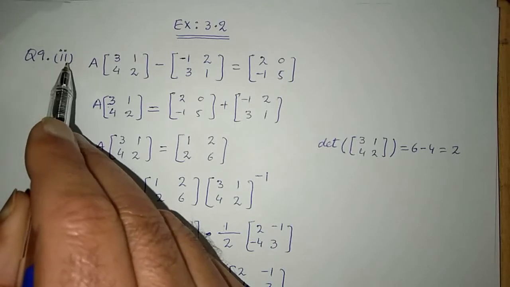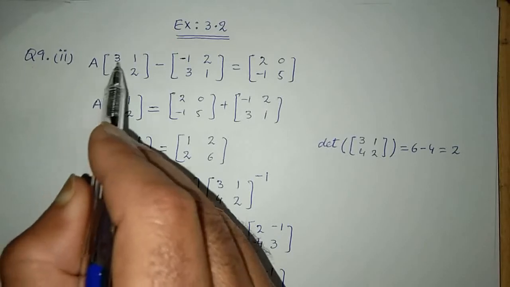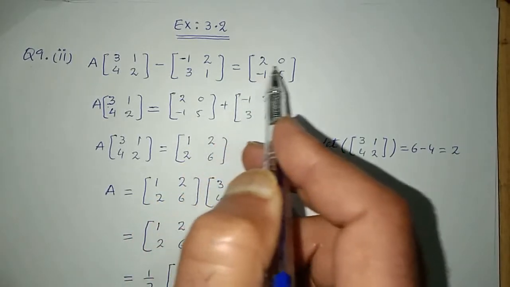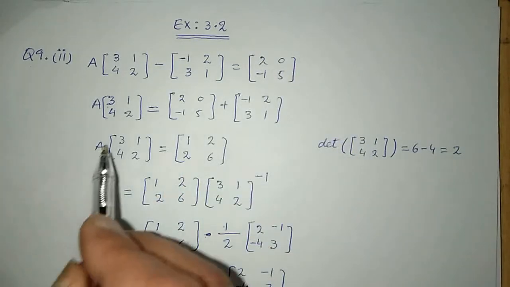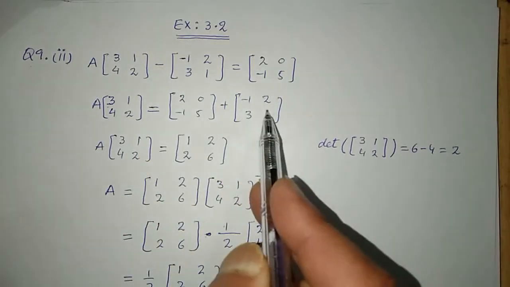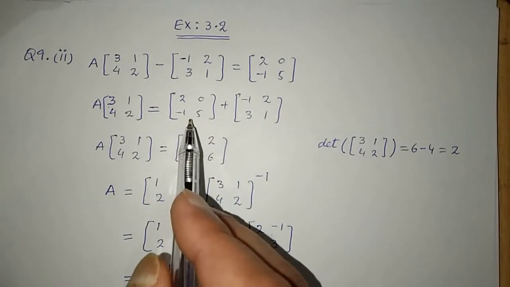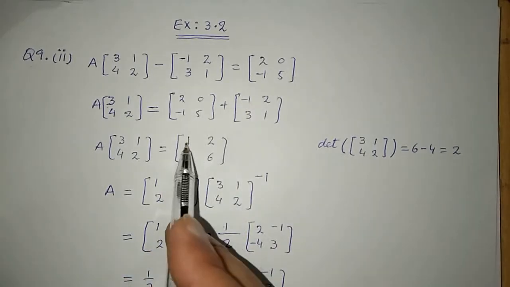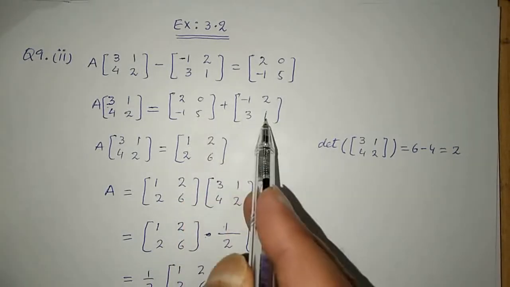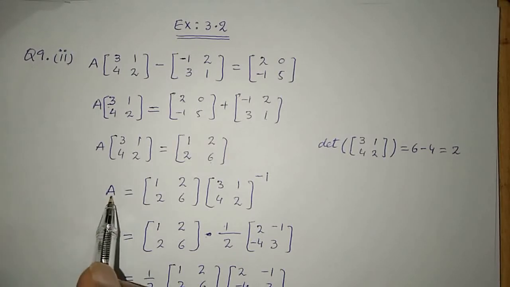Now coming over to the second part, question number 9, second part. The equation is given. This is a matrix equation: A into this 2 by 2 matrix, minus another 2 by 2 matrix, is equal to some other 2 by 2 matrix. Then this matrix, which is minus, is taken to the right, and it becomes plus on the right. Adding these two, 2 minus 1 is 1, and 0 plus 2 is 2, and minus 1 plus 3 is 2, 5 plus 1 is 6. Now we are to find matrix A.